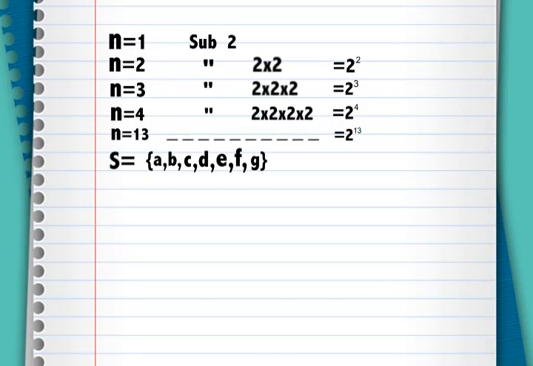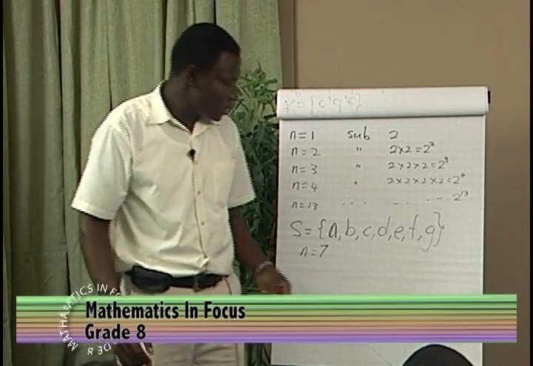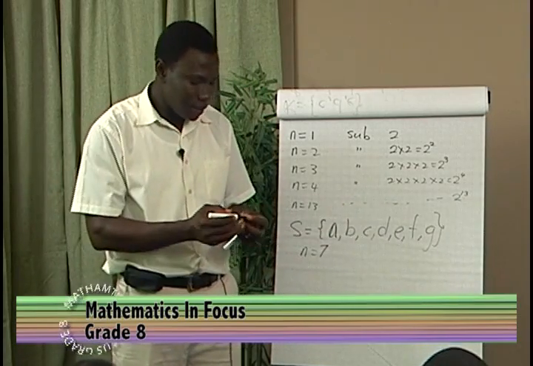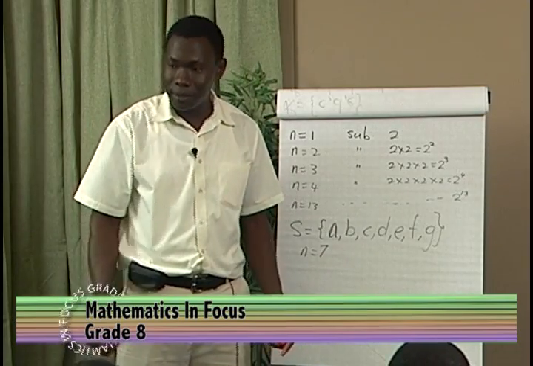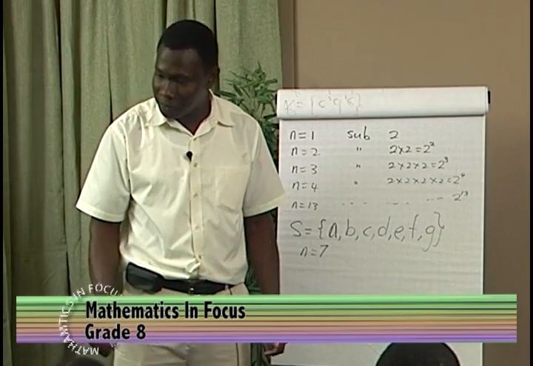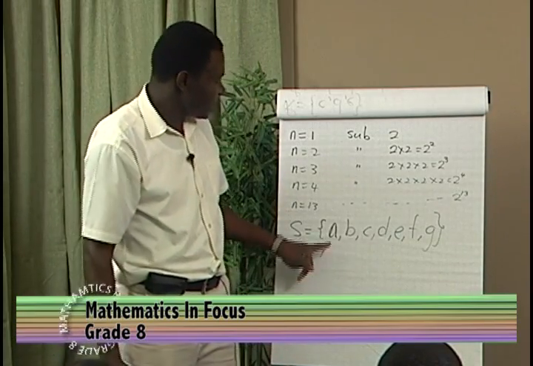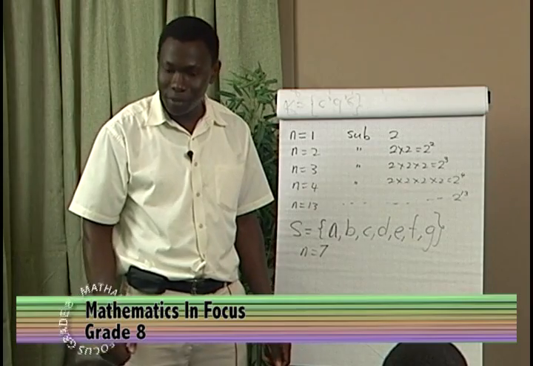How many elements do we have here in this set? 7. We have 7 elements. So imagine somebody comes to you with this and they want all the subsets. They want to know how many subsets, but the poor person doesn't know mathematics. So they come to you, the mathematician, and say, look, come help me. I want to know how many subsets I could get from this.